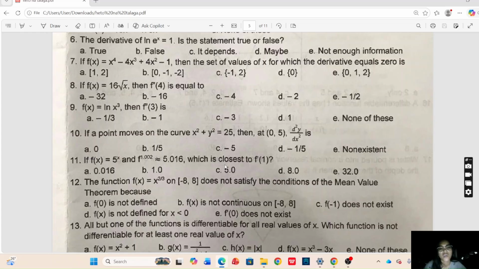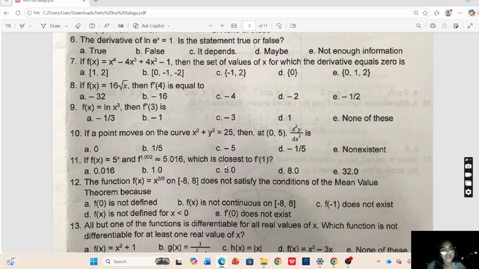We know that the natural logarithm and the exponential function are inverse functions. Because of this property, the natural logarithm of exponential x simplifies directly to x itself. And the derivative of x with respect to x is 1. Therefore, the statement is true.